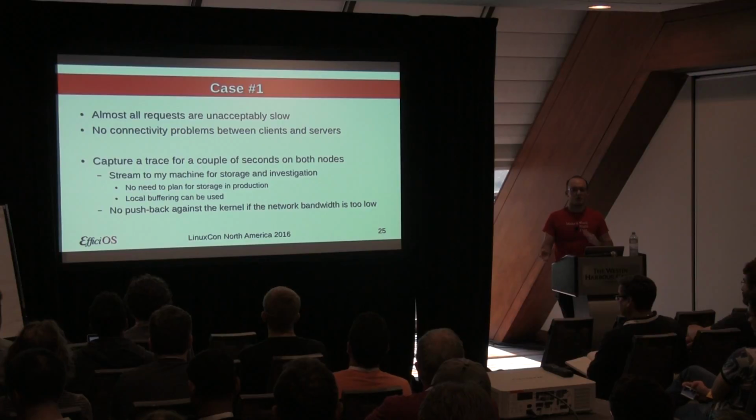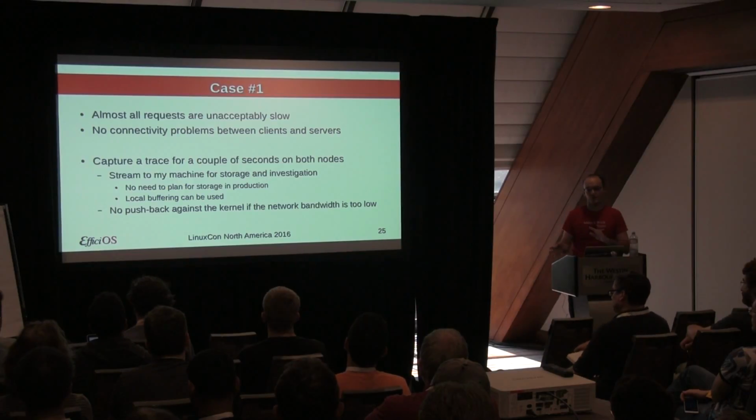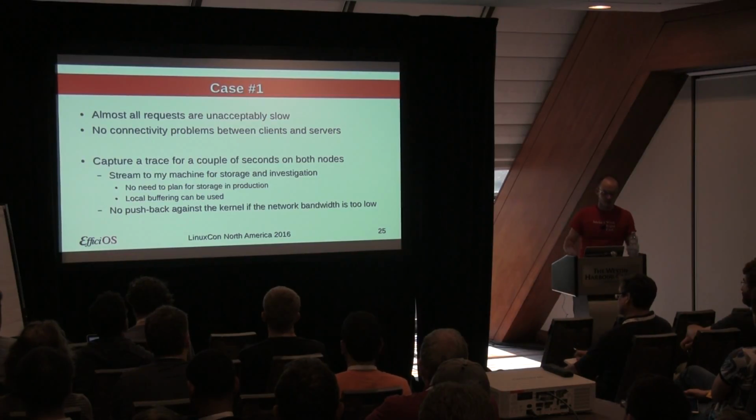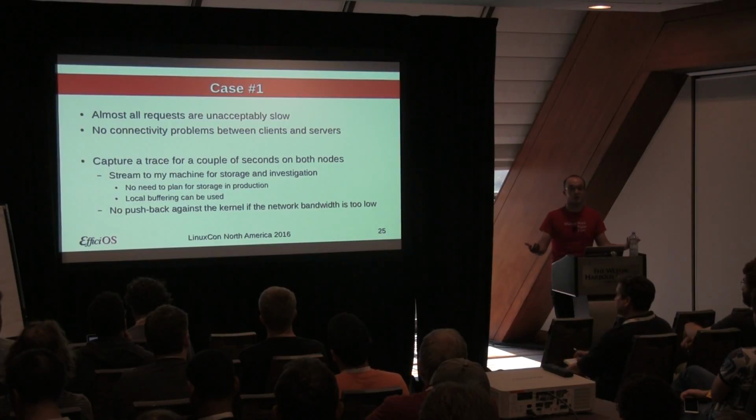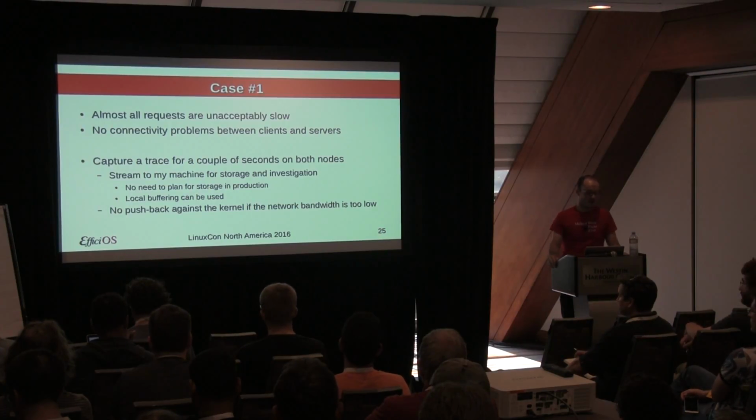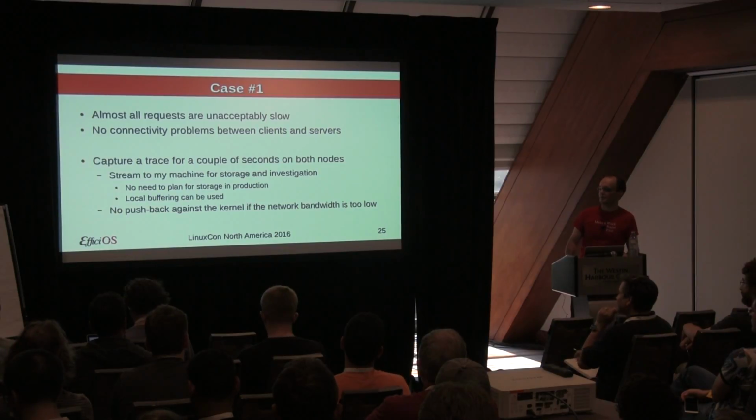There's no connectivity problem. That's all happening locally, so we're just removing a bit of unknowns here. We capture a trace for a couple of seconds on both nodes. We stream them to my machine, so you don't need to. You never touch the disk on the nodes if you stream over the network, so you don't need to provision any space on the actual nodes. Although local buffering could be used if you don't want to use too much network bandwidth.